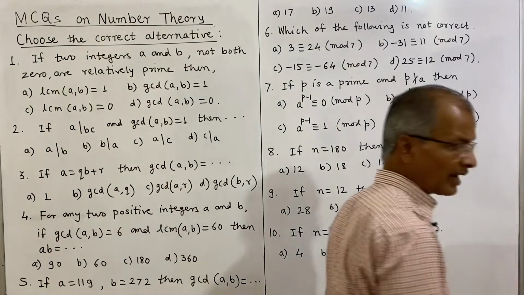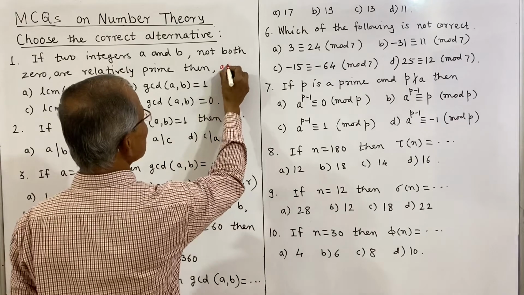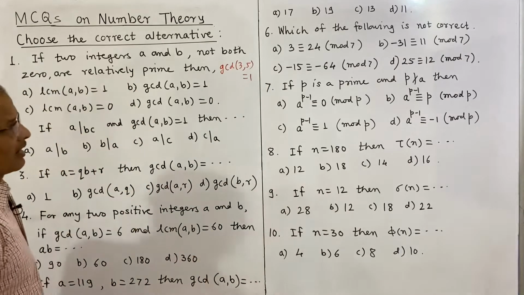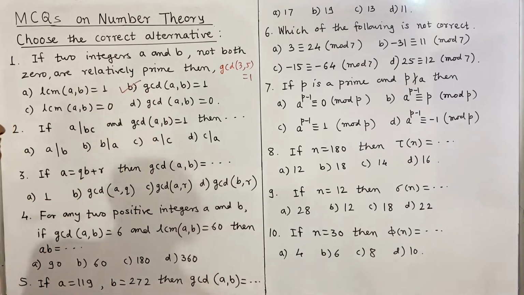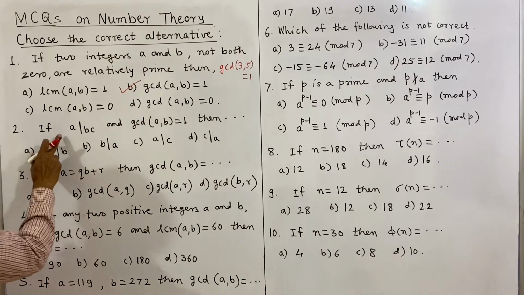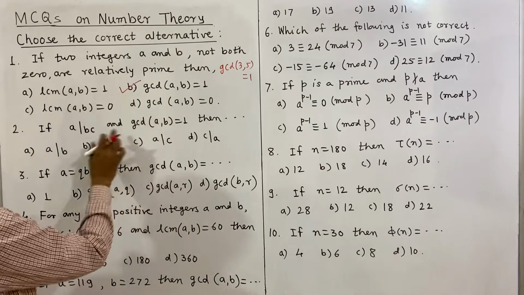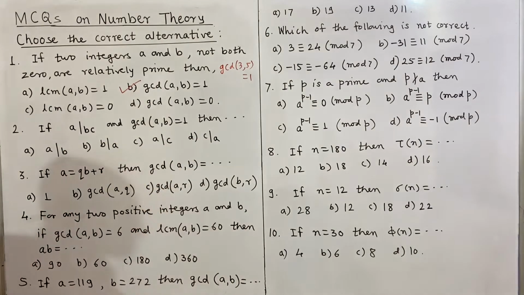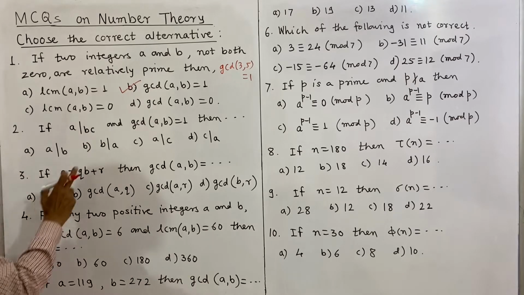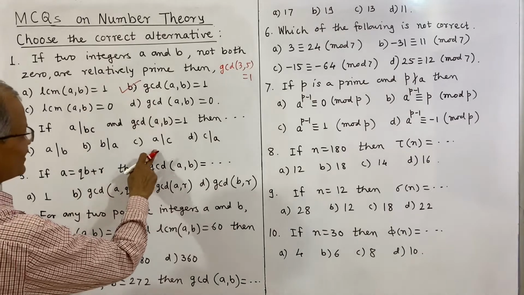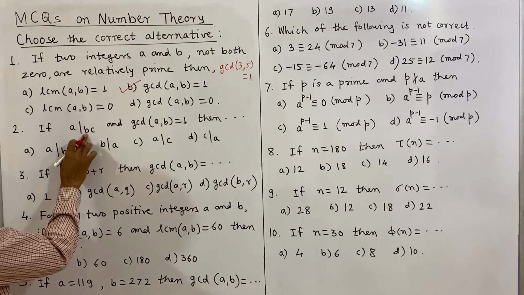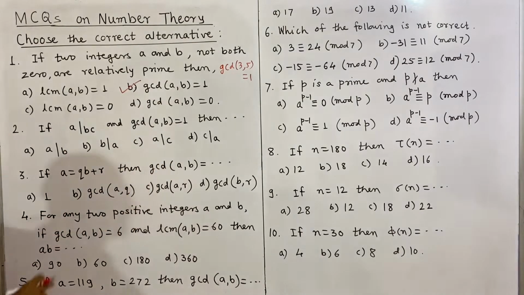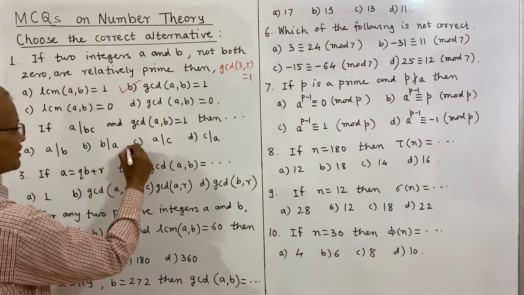For example, 3 and 5 are relatively prime because the GCD of 3 and 5 is 1, and therefore this is an example of relatively prime integers. So this is actually the definition. If the GCD of the two integers is 1, then the two integers are relatively prime. The second one is: a divides bc and GCD of a and b is 1, then which of the alternatives is correct? First, a divides b; second, b divides a; third, a divides c; and the last, c divides a. Now here a divides bc, but a does not divide b because the GCD of a and b is 1. So therefore a must divide c, and that means the third alternative is correct: a divides c.